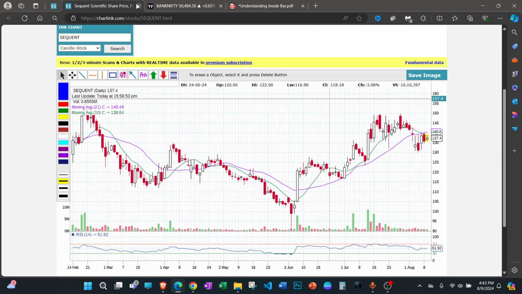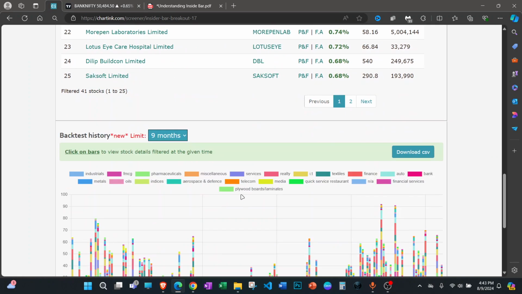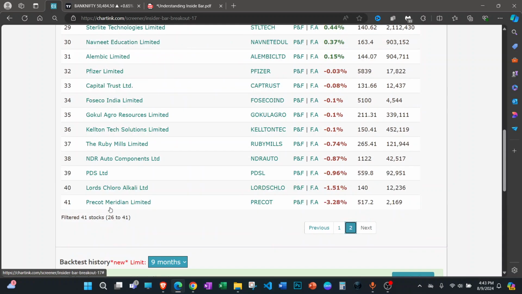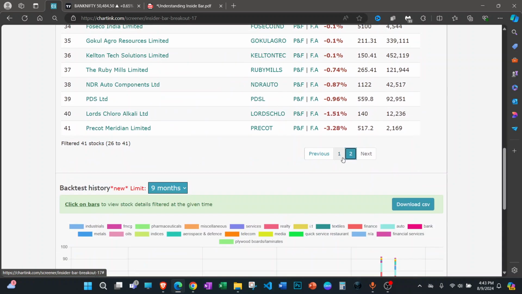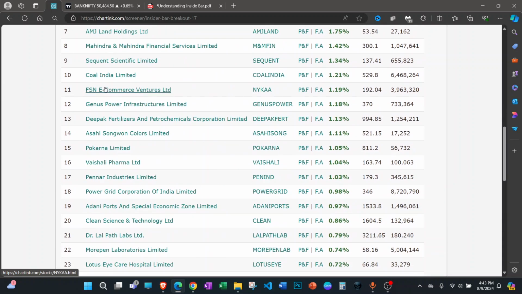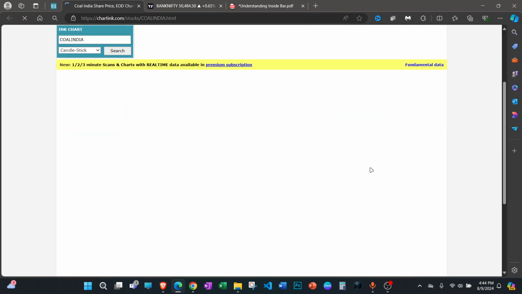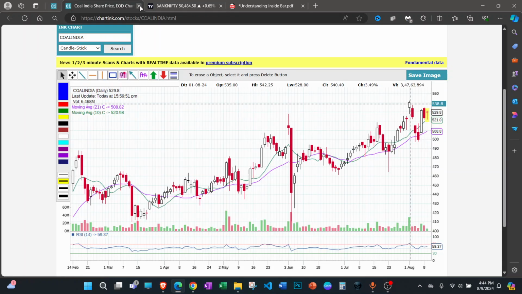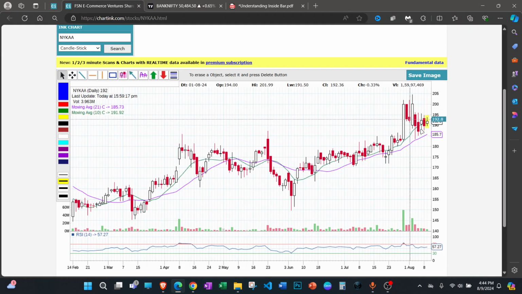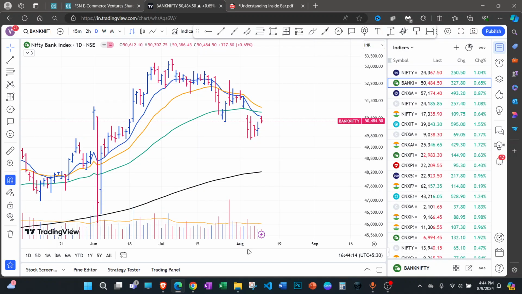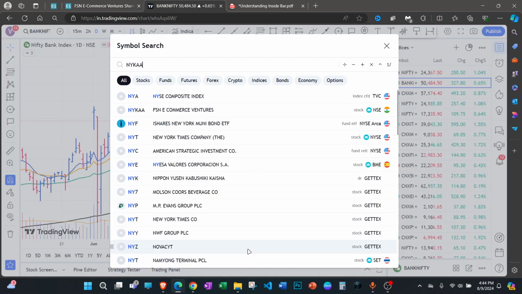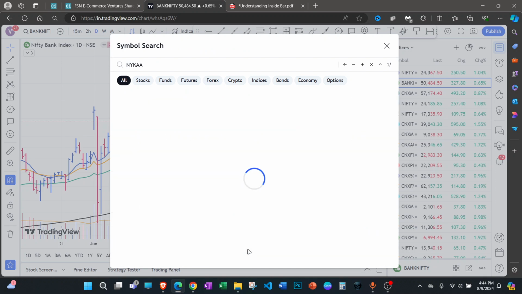As I said, it will not be very accurate, but you will get very few names, like 41 names, and it won't take too much time to go through all the names. If you look at Coal India, again kind of an inside structure. We have Nykaa, a beautiful inside structure with coiling happening. Even if we look at the structure on TradingView as well, we'll be able to spot it.